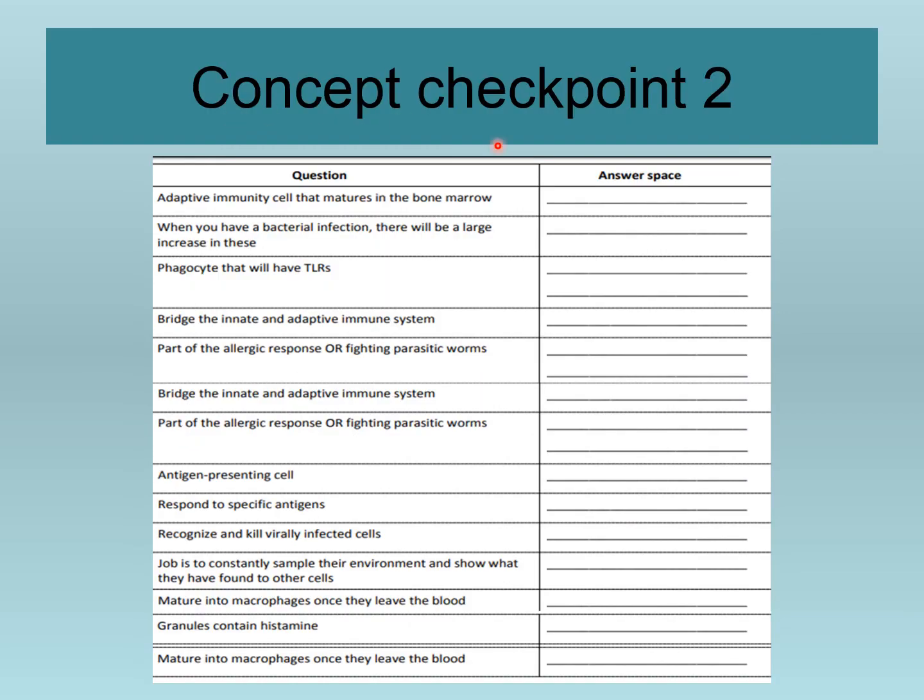So it's time for our second checkpoint. So you are given different questions and you have to give answers to each of them. For example, in the first one, you have to find out the adaptive immune cell that matures in the marrow. The answer can be single type of cell, or multiple types of cell depending upon the type of question asked. Try to answer these questions and we'll discuss the answer in our interactive session.